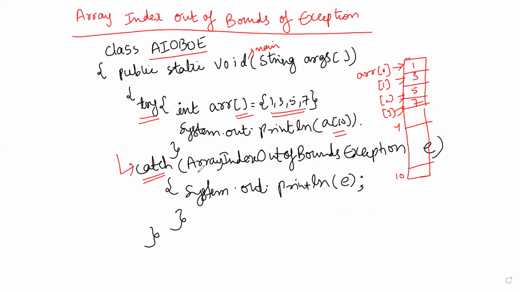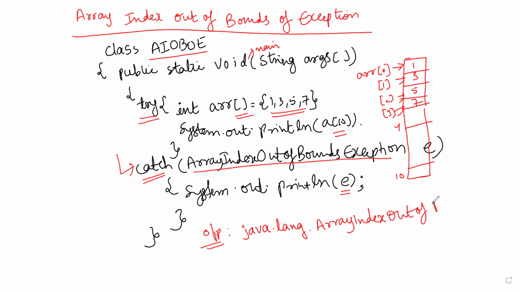ArrayIndexOutOfBoundsException. So the name of the exception is ArrayIndexOutOfBoundsException e. System.out.println e. Now we are going to print the value of e. So here the output will appear as java.lang.ArrayIndexOutOfBoundsException. Now we are going to print that value, a of 10. So here this is what we call the array index out of bounds exception.